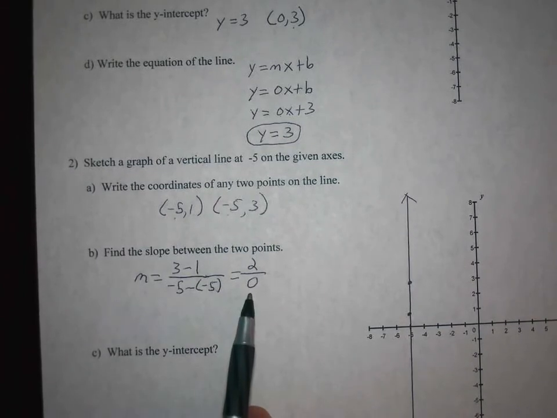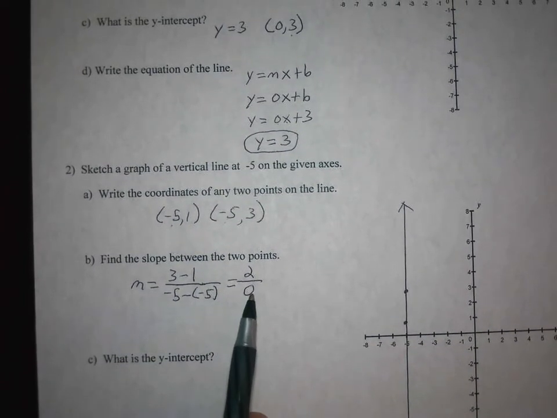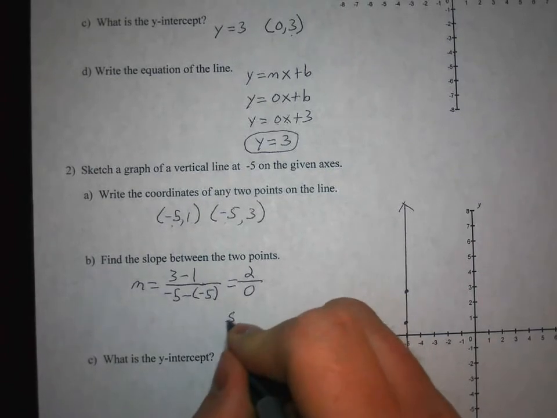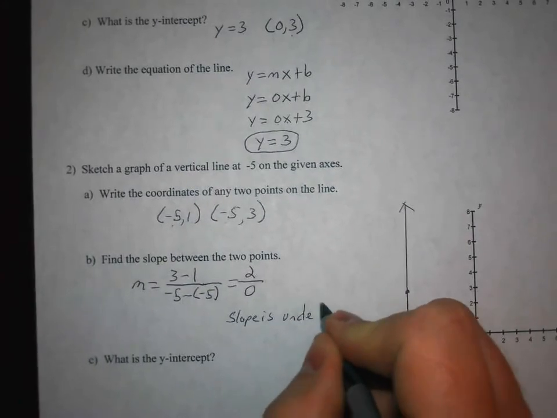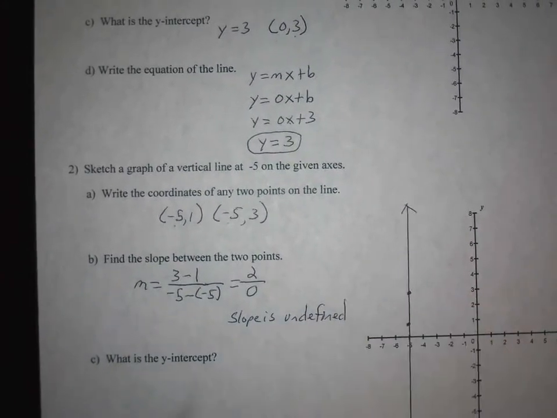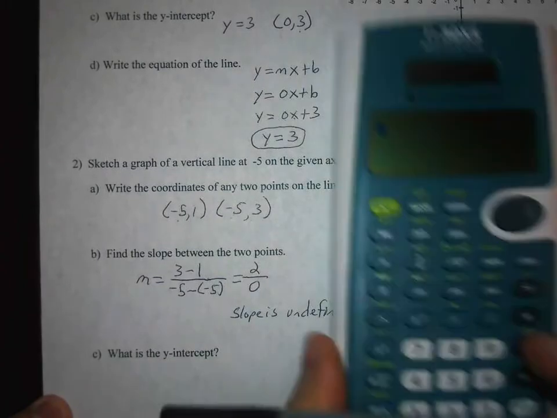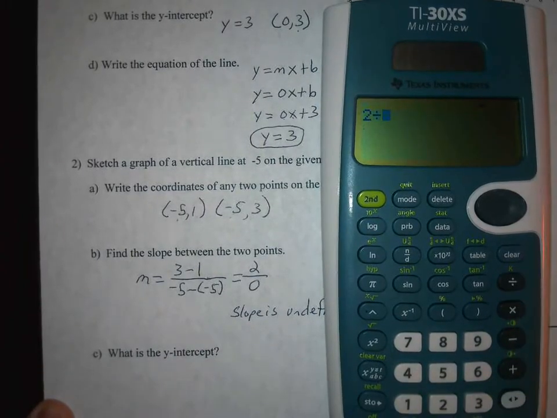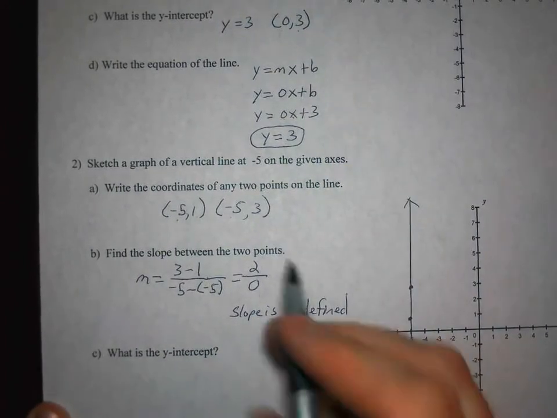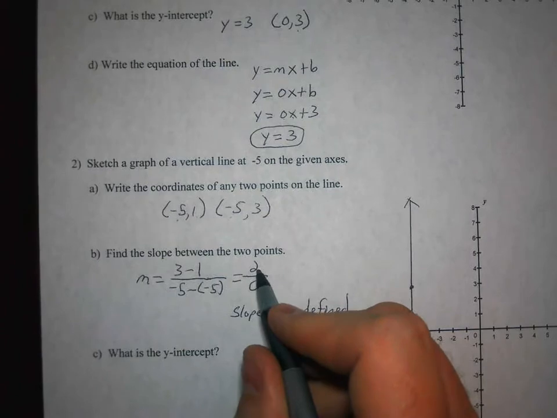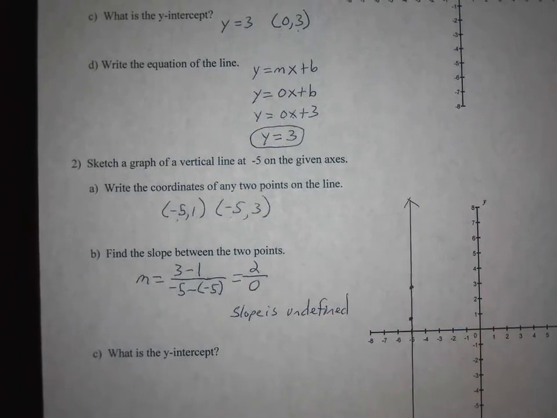Now we have 0 in the denominator. So when you divide 2 by 0, what do you get? It's actually undefined. If you put that in your calculator, 2 divided by 0, you end up with an error. Okay, that's what we call undefined. How many times does 0 go into 2? You can't do it. It's undefined.